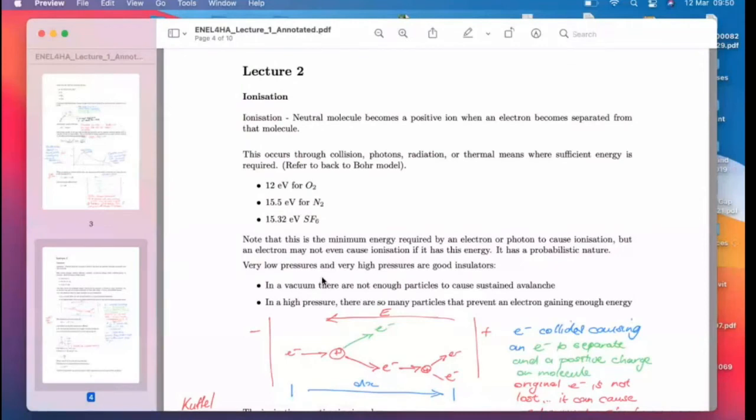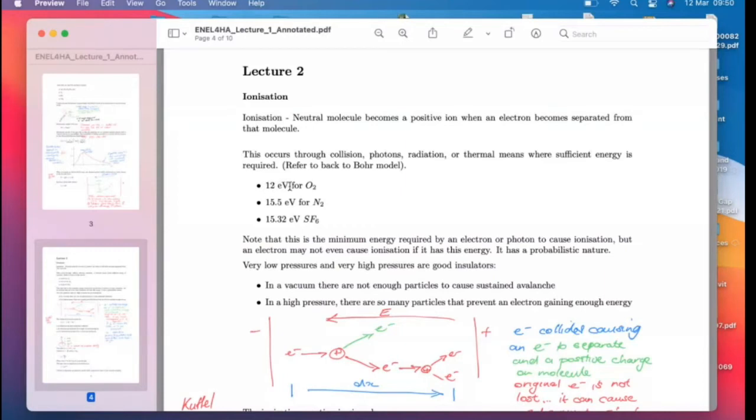Right, we spoke about ionization. It's when a neutral molecule becomes a positive ion and an electron is separated from that molecule. It occurs through collisions, photons, radiation, thermal, etc. So it's wherever something gains enough energy to impart to the molecule. There's some interesting things here.